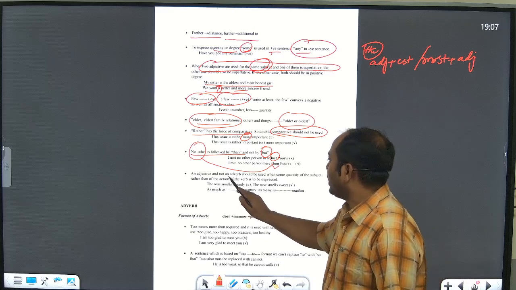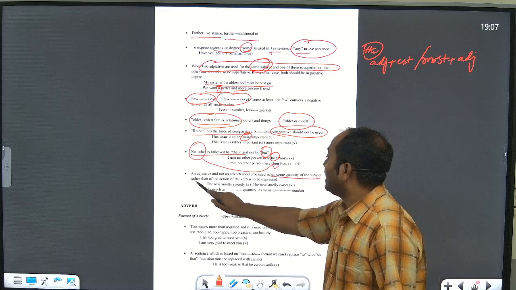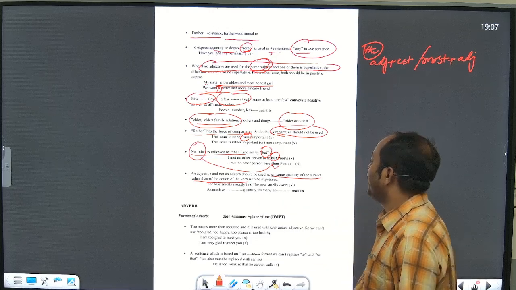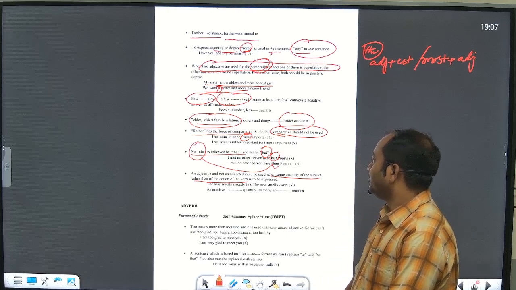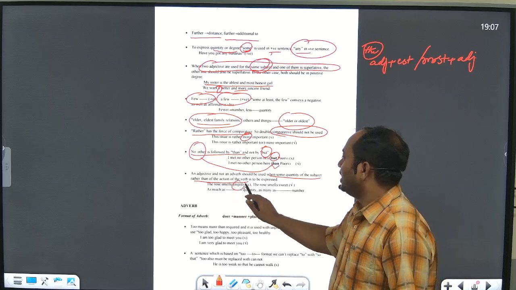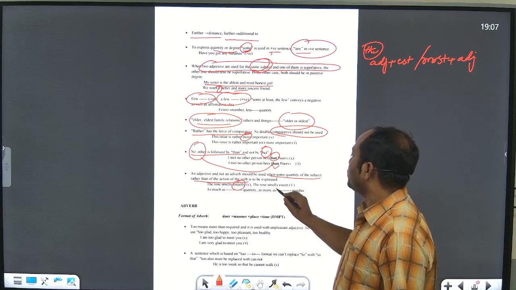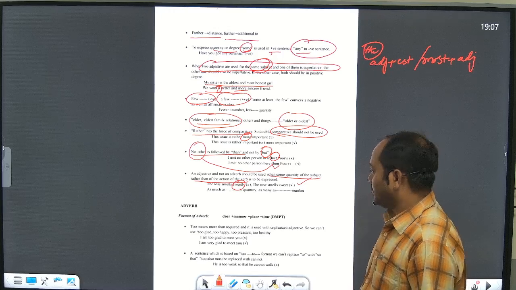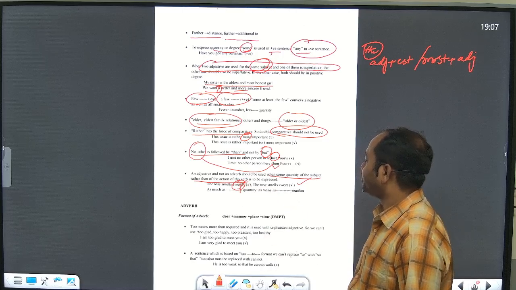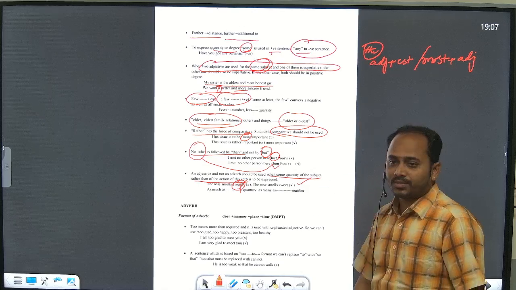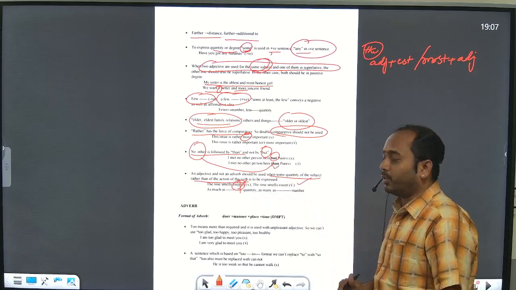Next, an adjective and not an adverb should be used when some quality of the subject, rather than of the action of the verb, is to be expressed. The rose smells sweetly is wrong. The rose smells sweet is correct. The quality is being described, so we should not use the adverb form here. So this is all about the adjectives, and in these adjectives, the order of adjectives, as we mentioned, opinion and all this, is very important.